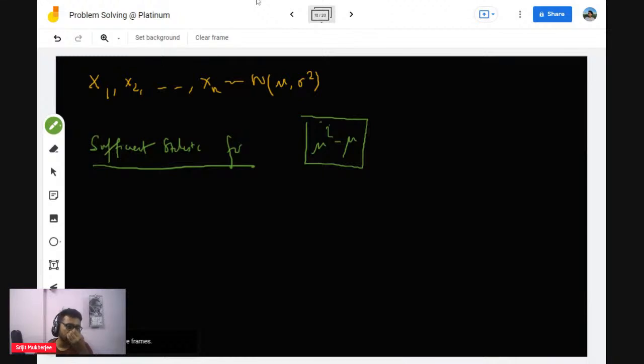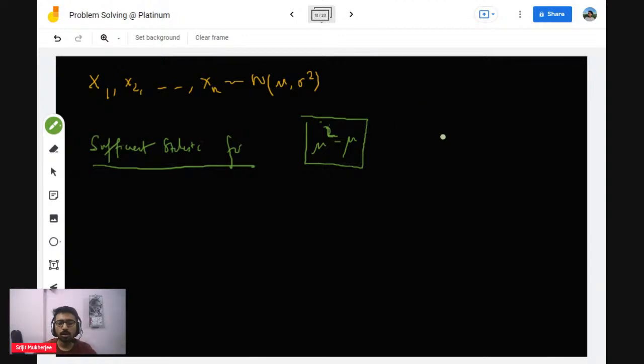So let's end this problem. What is the sufficient statistic of mu square minus mu? Yeah, what do you think, guys? What is the sufficient statistic of mu square minus mu? It's a one-to-one function, so we just need to. It's a one-to-one function.